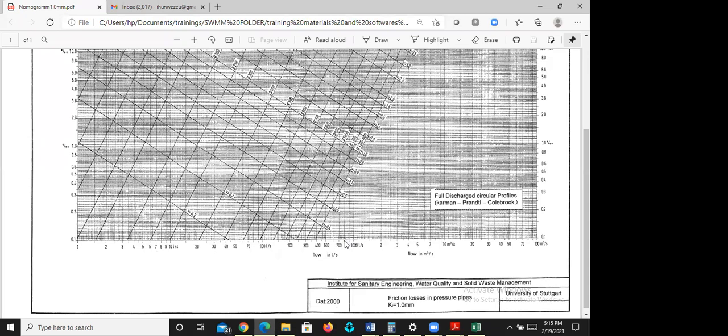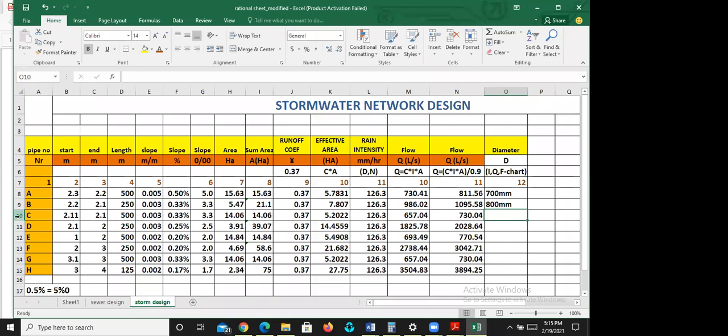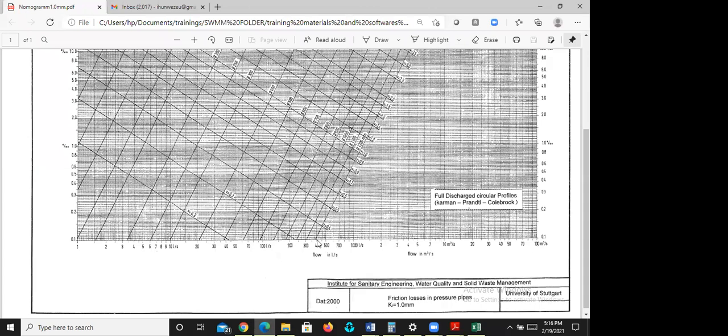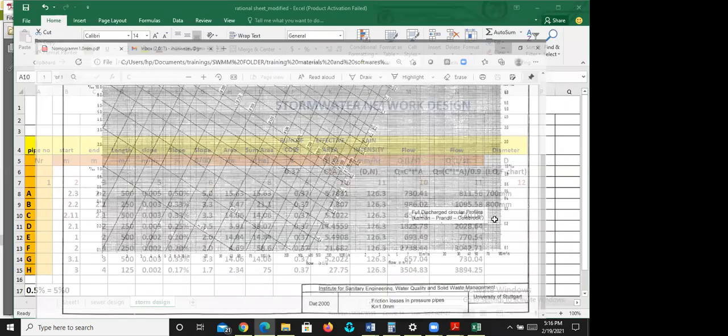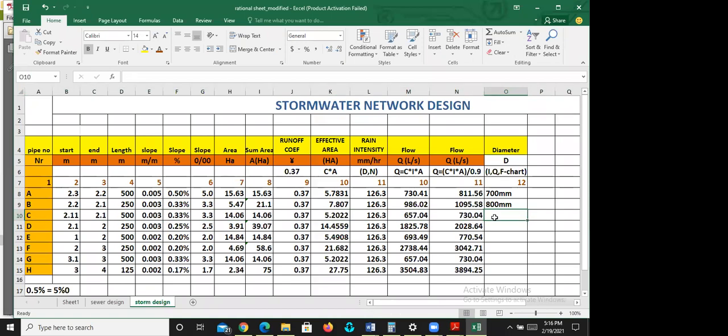So this is it. 730 is somewhere here. And the slope is where we are. The runoff flow is this, against a slope of 3.3. It is still around 700, a little bit above 700. I can say 750. Just use wisdom. So we are something like 750, but it can still be 700.